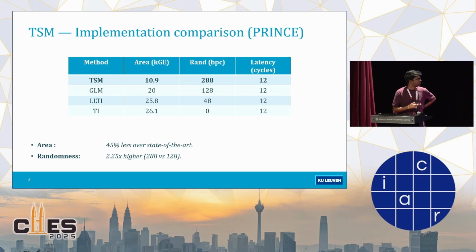So these were the results from the previous paper, where you see around 45% increase or better results in area compared to the state of the art. But the randomness is also higher, but it's future work to reduce this randomness cost.